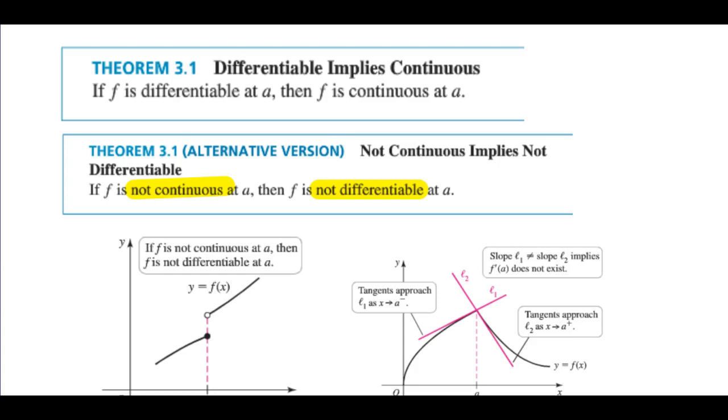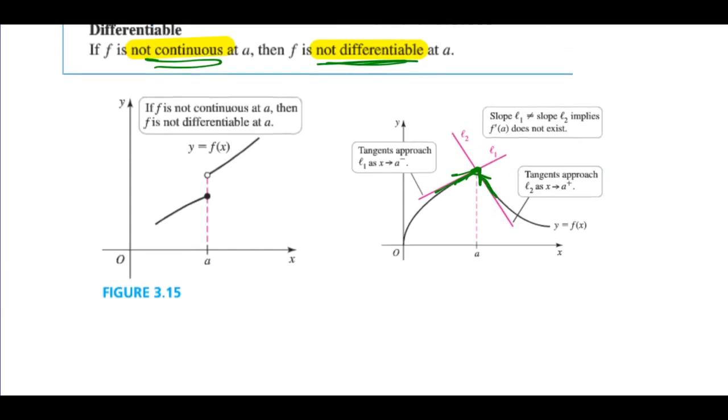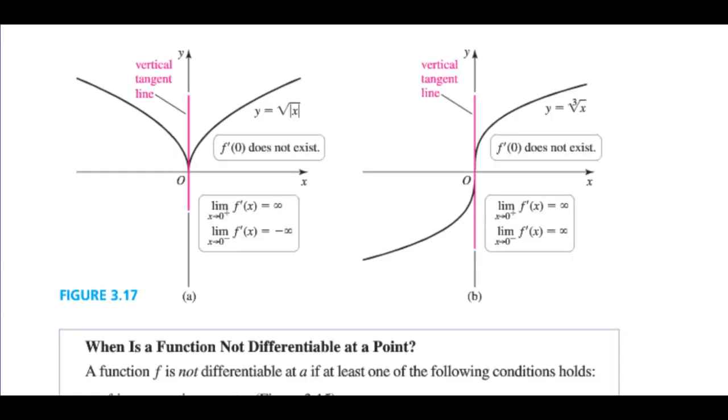This slide is just talking about if it's differentiable, then we assume that that implies that the function is continuous. If it's not continuous, then we say it's not differentiable. And remember, it's also not differentiable at a cusp right here, because the limit from the left does not equal the limit from the right.